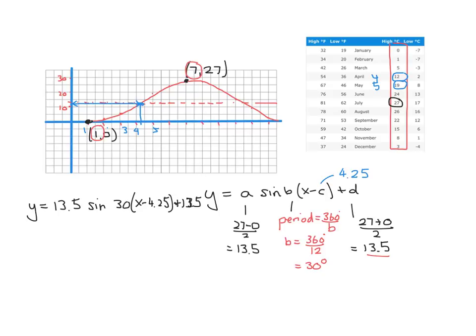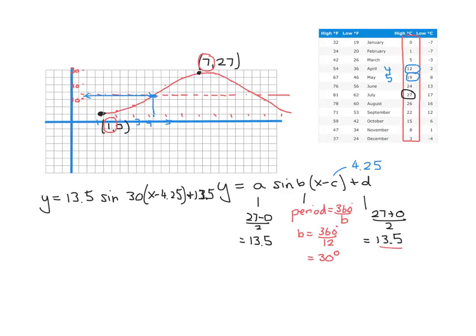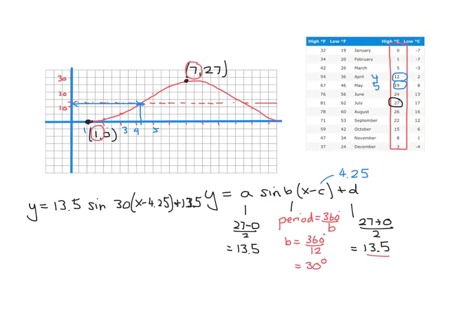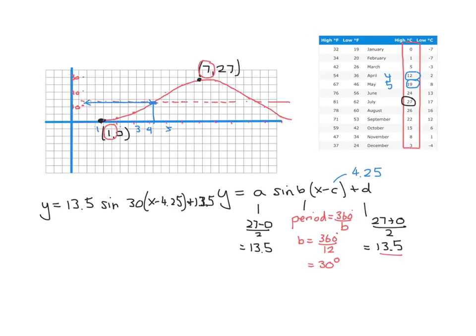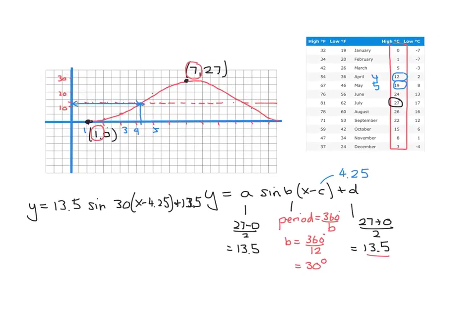Okay. Now, how does that help us? Well, what it does, it helps people try and come up with a model for the temperature, for the high temperatures in St. Catherine's, which is quite interesting. And of course, what we could do now is do the same thing for the low temperatures and see if it's any different.